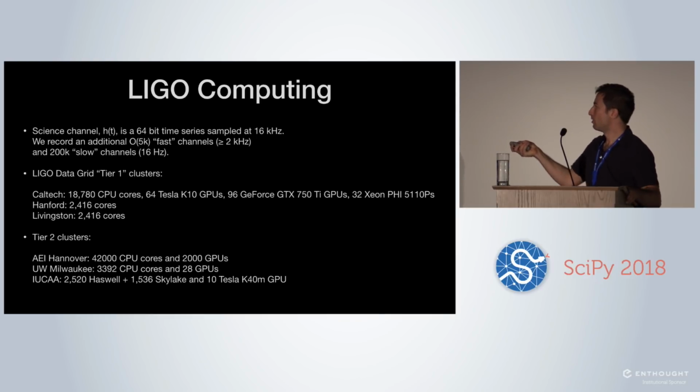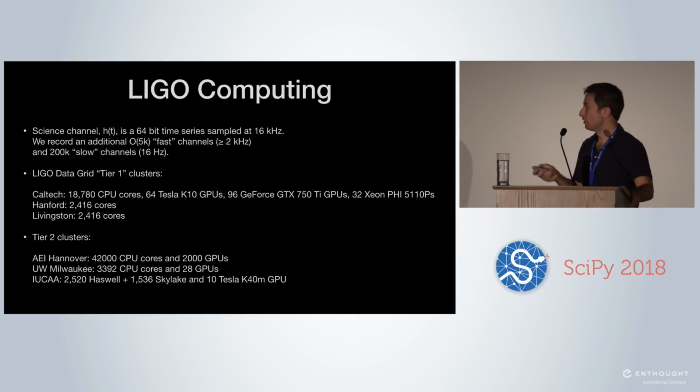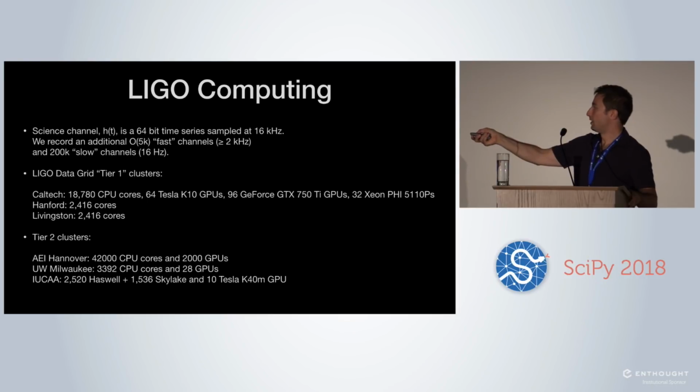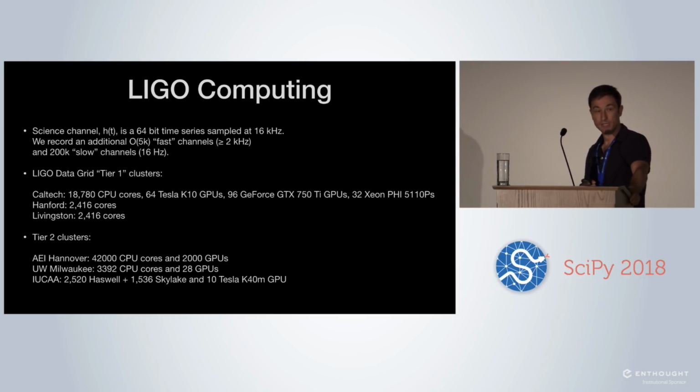But you're going to do that analysis on one of our tier 1 LIGO data grid clusters. There are 3 tier 1 sites. The biggest one is at Caltech, which consists of 18,000 CPU cores and a bunch of GPUs and some Xeon Phi processors as well. We have clusters at each of the sites, which each consist of about 2,500 cores.